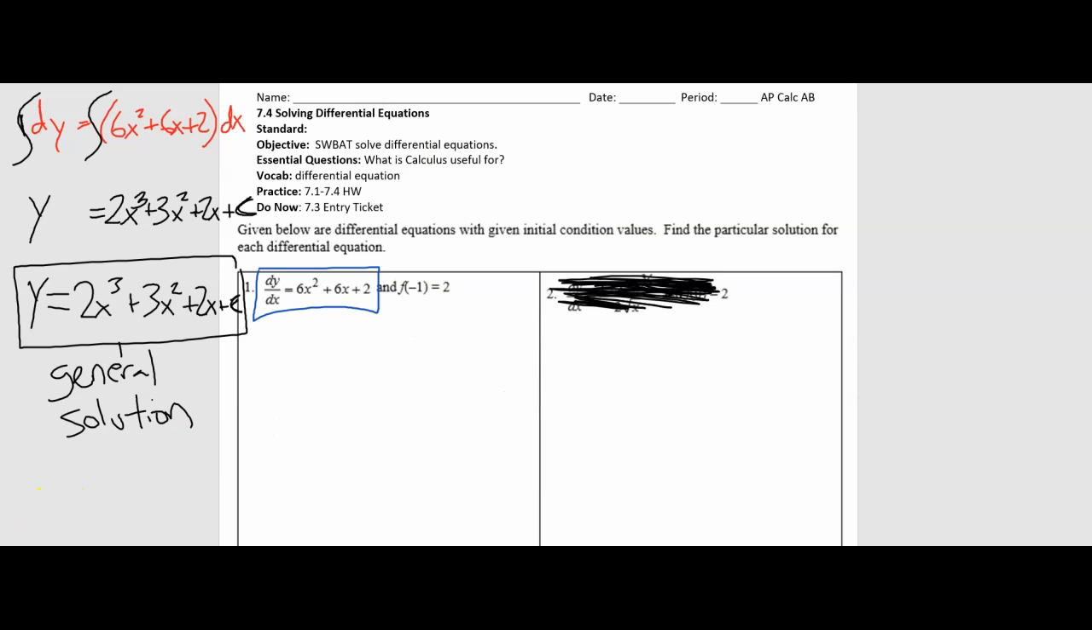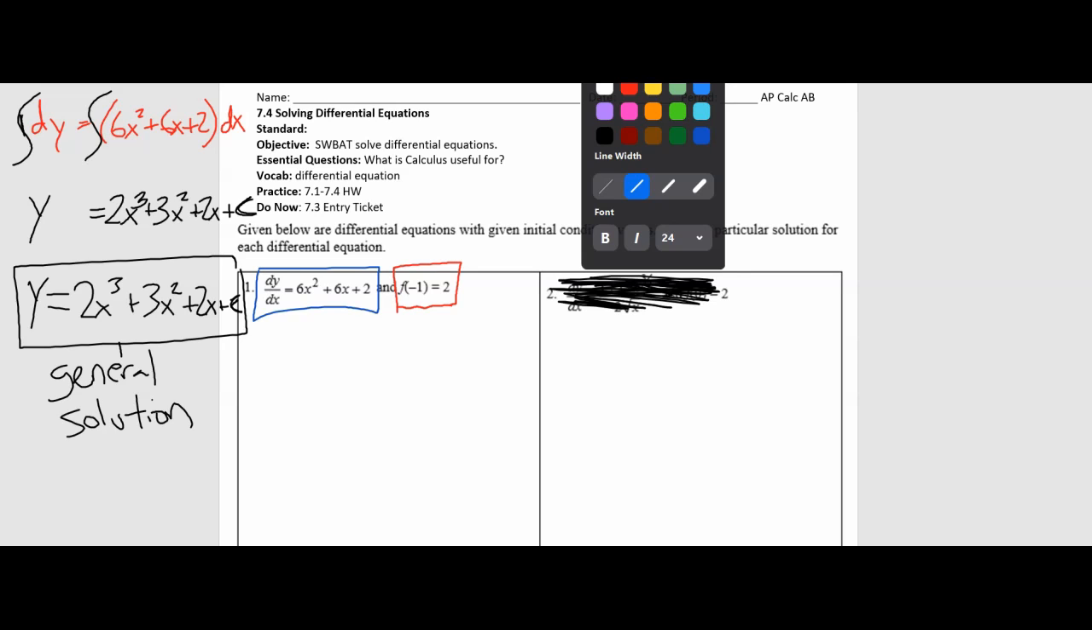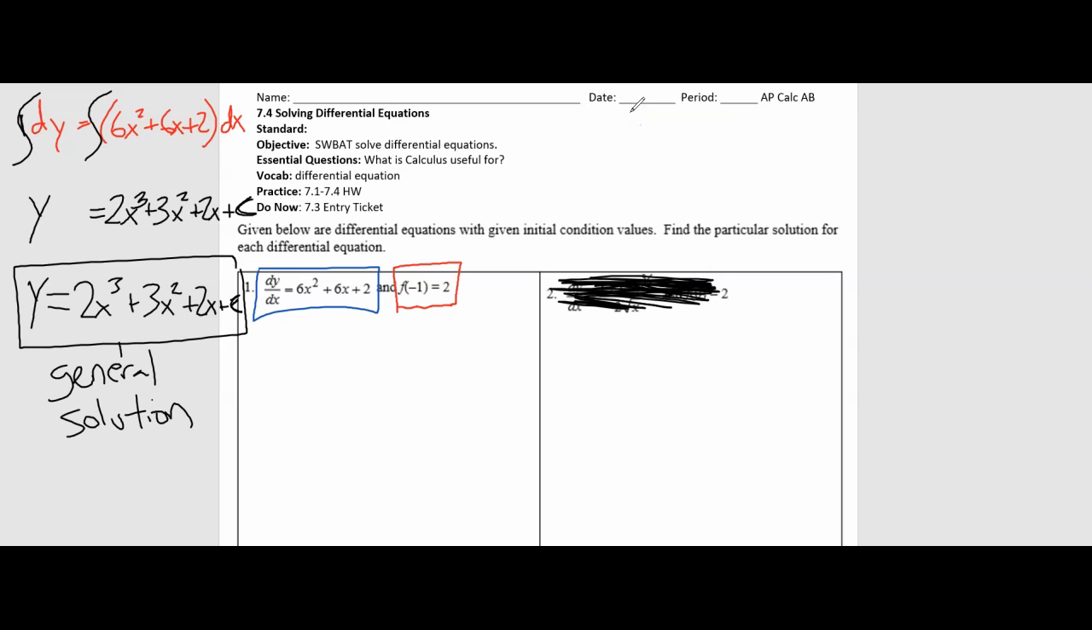Now, they're saying we need to find the particular solution when f of -1 is equal to +2. So they're saying this right here works for this particular solution. Well, what that means is we need to go ahead and figure out what the C value would be to make that true, what I boxed in red.